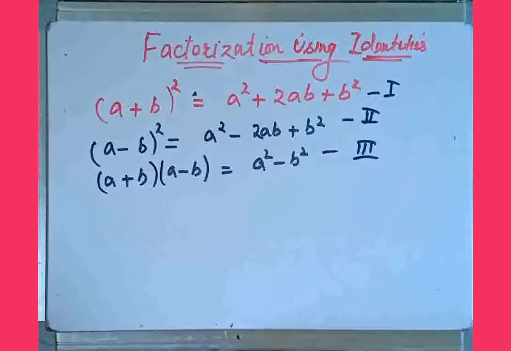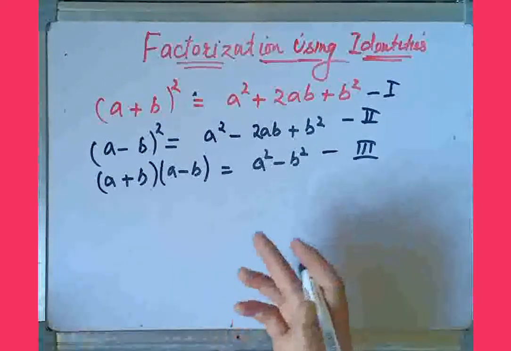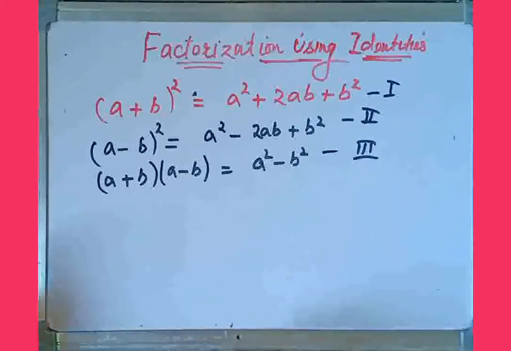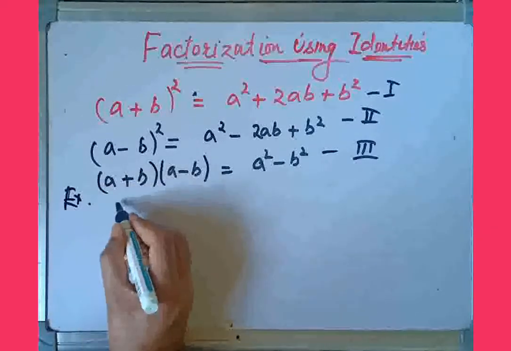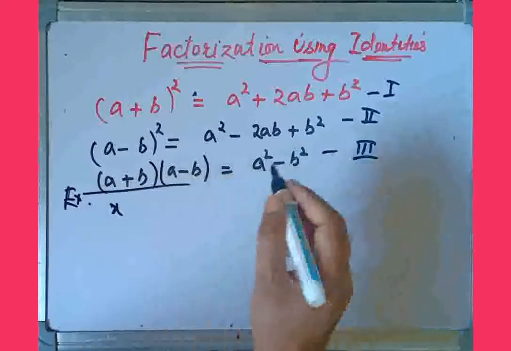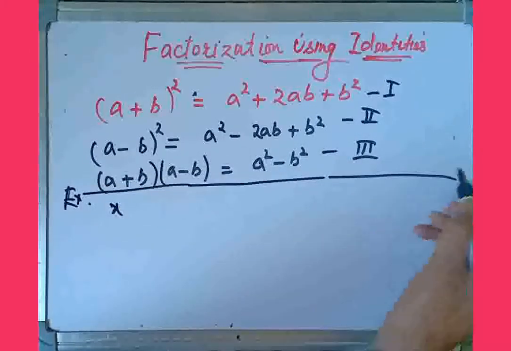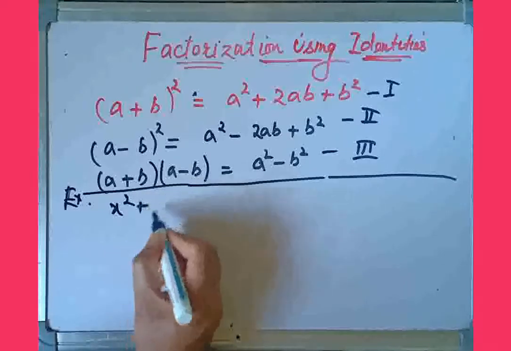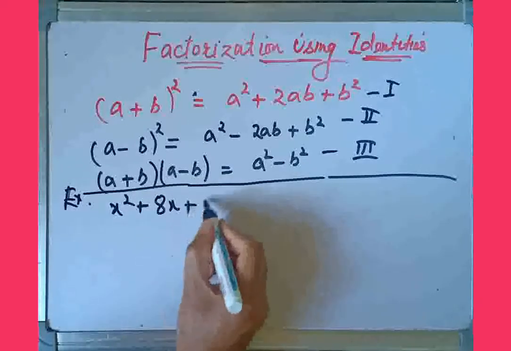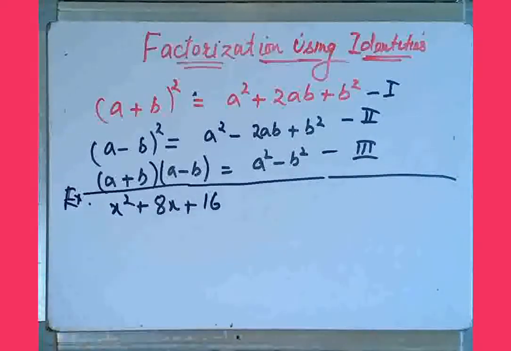Now let's take an example and find out how these identities will help us in the factorization of given algebraic expressions. The example is x square plus 8x plus 16. I'll put a line here in order to separate this from the given example. This is the given expression, and we have to factorize it. We can factorize this expression using an identity.